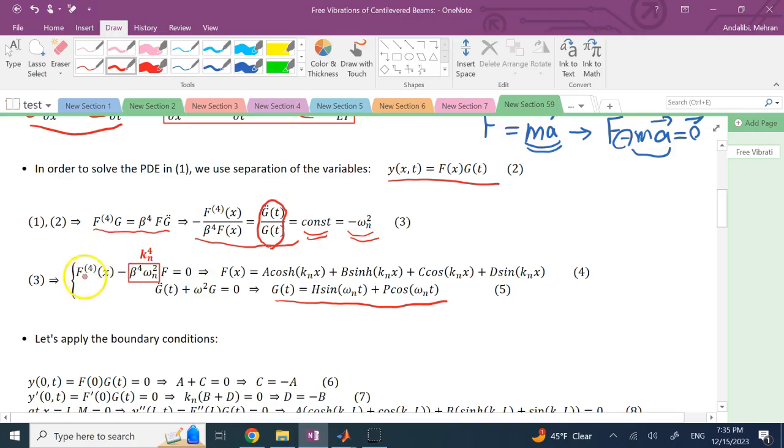And my f function, now the fourth derivative of that, minus beta to the 4 omega n squared times f equals 0. Now here I come up with another definition. I call this beta to the 4 omega n squared, I just call it k_n to the 4. Remember, beta is a constant number in our case. So since this guy depends on subscript n, I just call it k sub n to the 4. And if that's the case, then the fourth derivative of x equals k_n to the 4 times f.